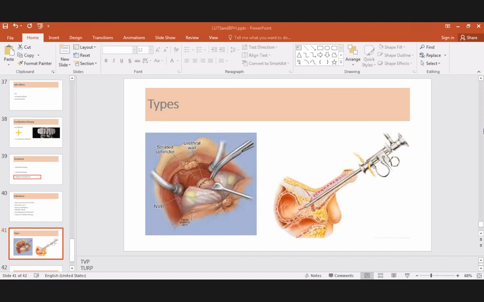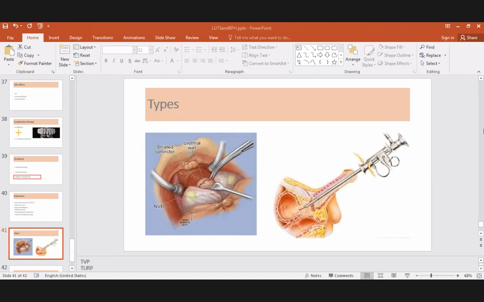In open surgery, we give a suprapubic incision. We go inside, we approach that area, and we take the prostate from that area, observing everything. But in TURP, the transurethral approach, we approach through the urethra by passing a urethroscope directly. And then when we reach the region of obstruction, we start resecting the prostate.